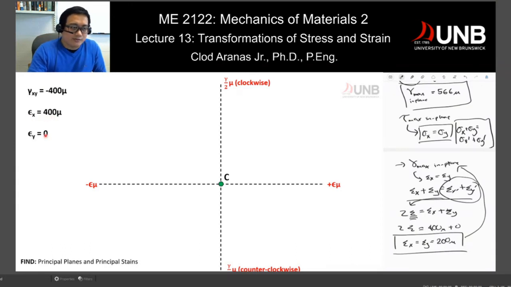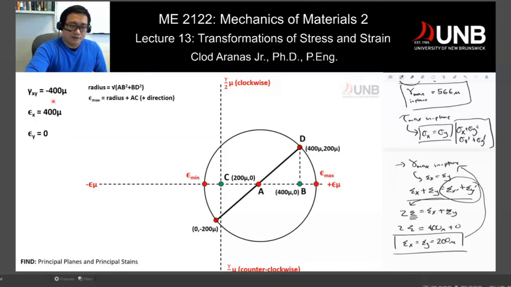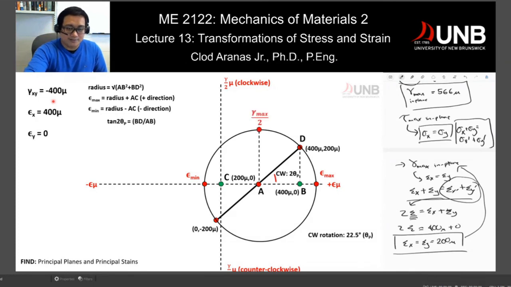So we have 400, we have 0, we have negative 400, and then if you use the dimensions there, you should be able to calculate for maximum and minimum by just using dimensional analysis. But again, most of the time, equations are much easier for sure. But for your exam, sometimes you will be asked for Mohr circle, sometimes will be asked for this. So unfortunately, you have to know both methods. Question?